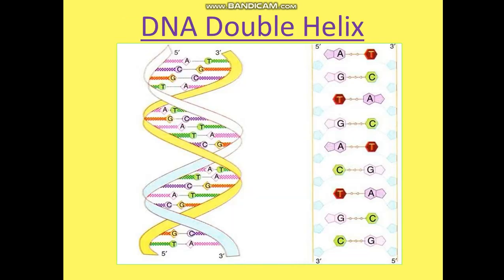Moving further on the structure of DNA, the DNA double helix was studied by Franklin for the first time, and the structure was proposed by Watson and Crick in the year 1953. So see, the DNA double helix you can see in the first diagram, which is a coiled structure. There you can see a white ribbon like band running through, and a yellow colored ribbon running through. So these are the sugar phosphate backbones.